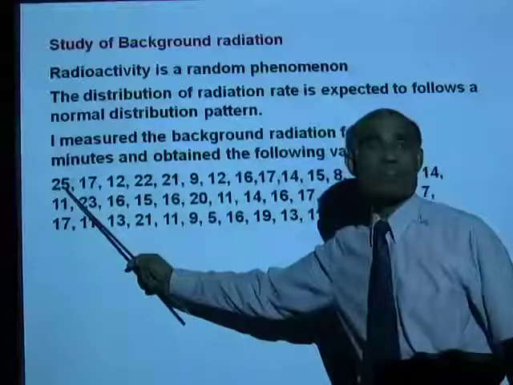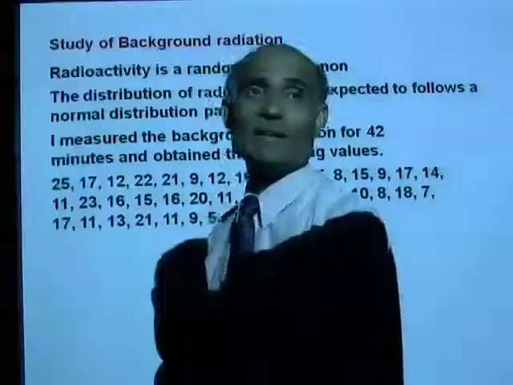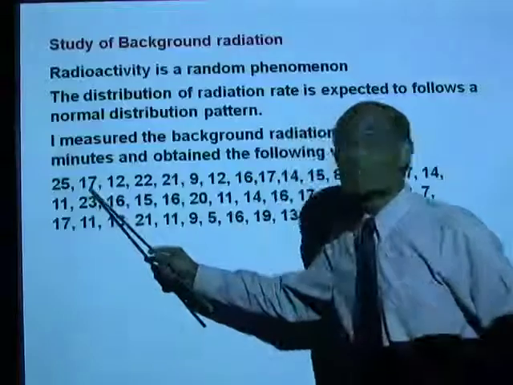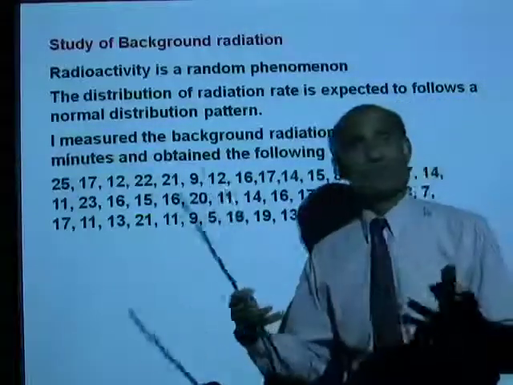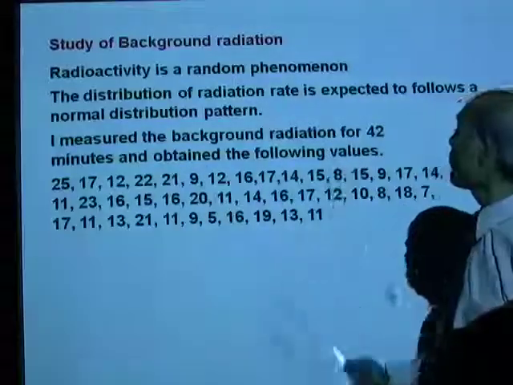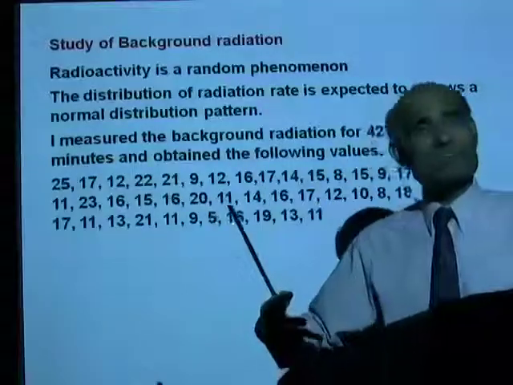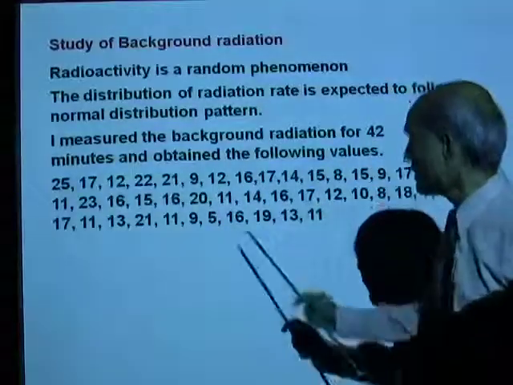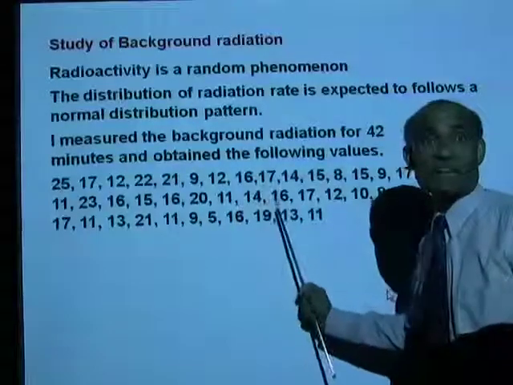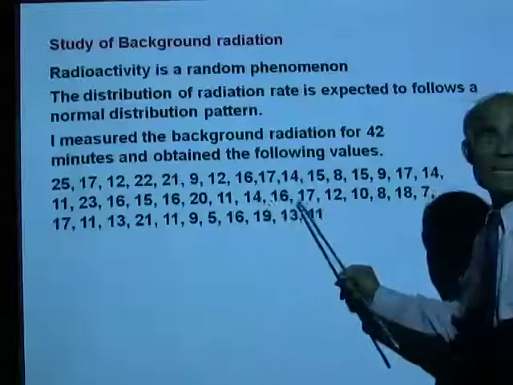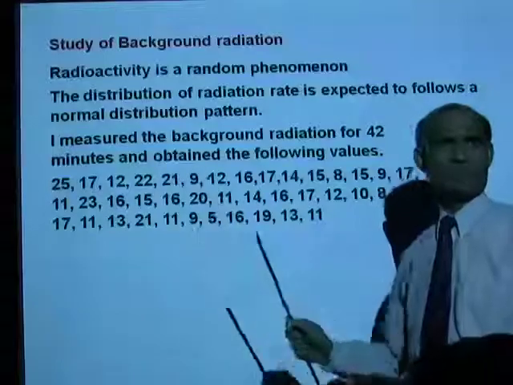There were 25 radiations detected in the first minute, 17 radiations in the second minute, and so on. These are the number of radiations detected in 42 minutes. You can see, if you generate numbers at random, they will look like this. In some cases I got only 5 radiations. In some other cases I got as high as, what's the maximum number? I think it is 25, is that right?